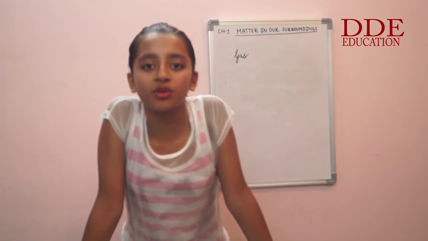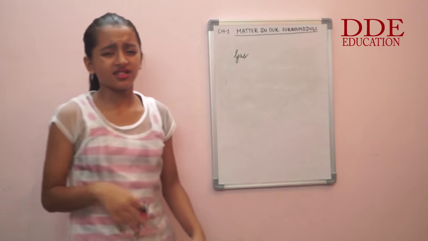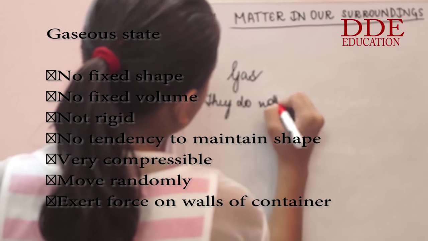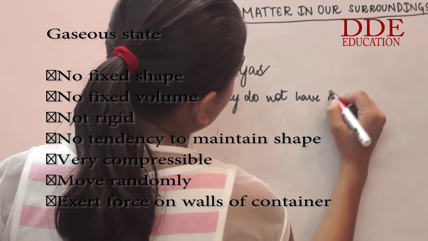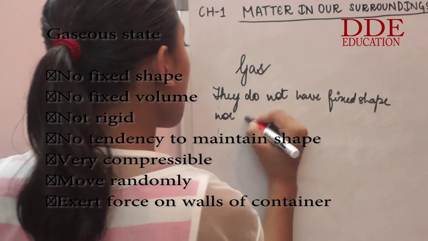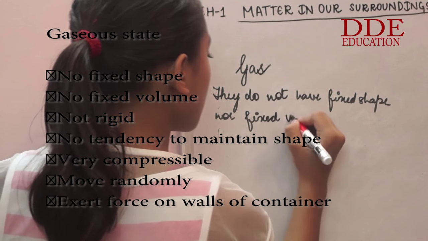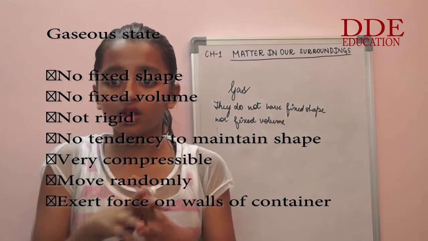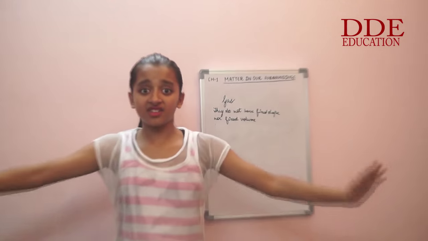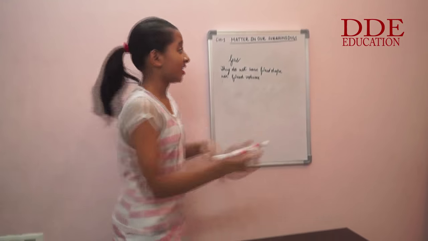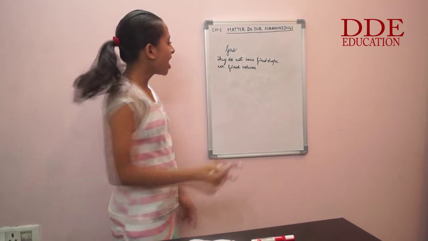You can. Bromine vapors are visible. Okay, let's take up gas. They do not have a fixed shape, nor a fixed volume. That means you can just put this gas into another room and it would fit, because it will take the shape of the room. So it does not have a fixed shape, and it does not have a fixed volume as well.